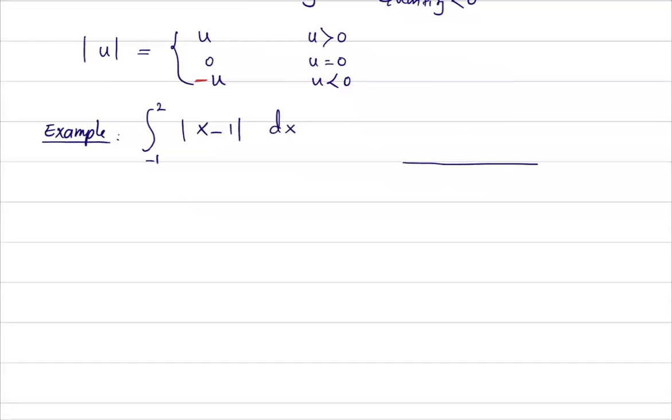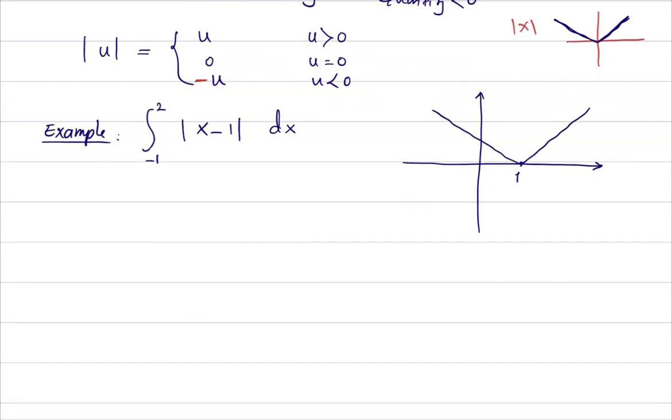If we try to visualize this, in general, the behavior of absolute value of x is a V-shaped graph, right? So we're just going to shift this 1 unit to the right-hand side. So 1 unit to the right-hand side, this is the graph of absolute value of x minus 1.